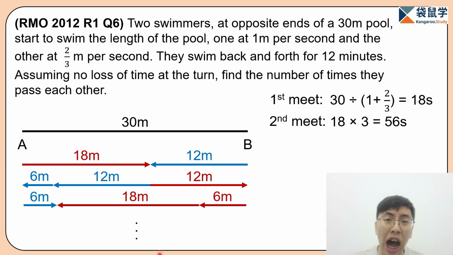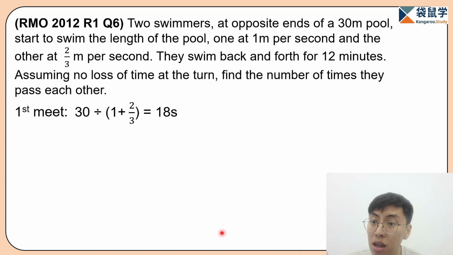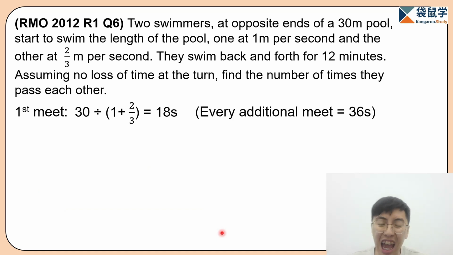And as we go down, we'll realize that for every additional meet, they will need to travel 2 more entire distances. And that tells us, if we keep going on, we should be able to calculate how many times they meet among these 12 minutes. So with that being said, every additional meet is an additional 36 seconds.